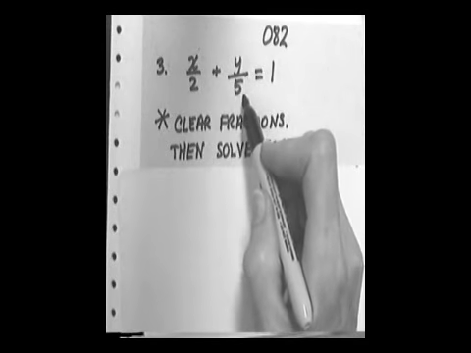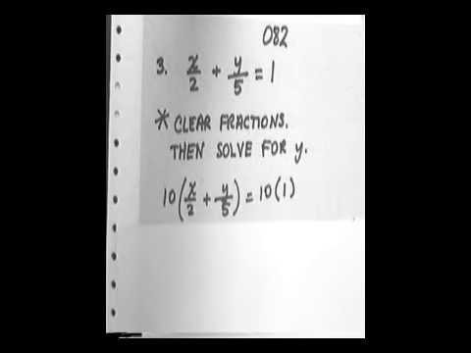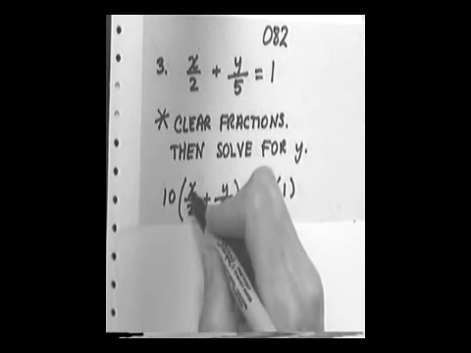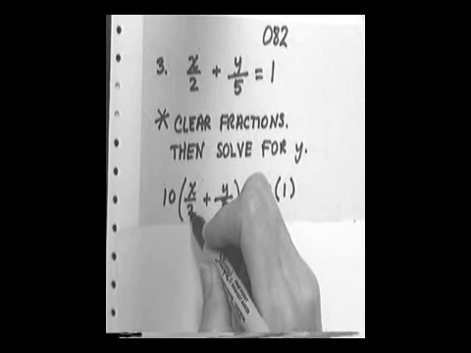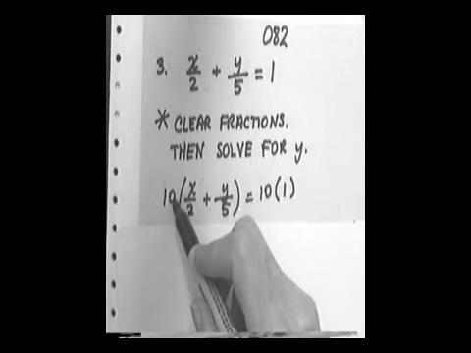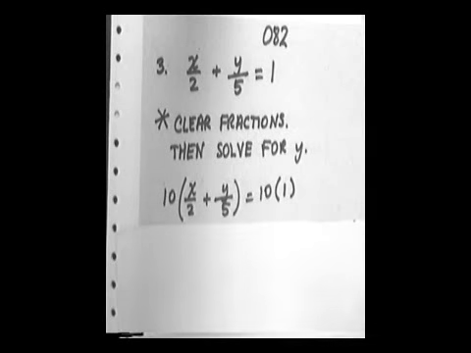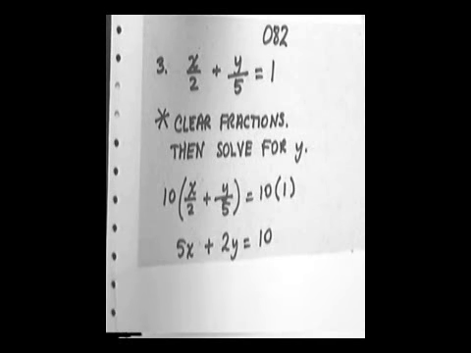The common denominator for 2 and 5, of course, is 10. And so we multiply both sides of the equation by 10. 10 times x over 2 plus y over 5 on the left, 10 times 1 on the right. The 10 will be distributed. 10 times x over 2 will be 10x over 2, which reduces to 5x. 10 times y over 5 will be 10y over 5, which reduces to 2y. And so we get 5x plus 2y, and on the right, of course, 10. 5x plus 2y equals 10.